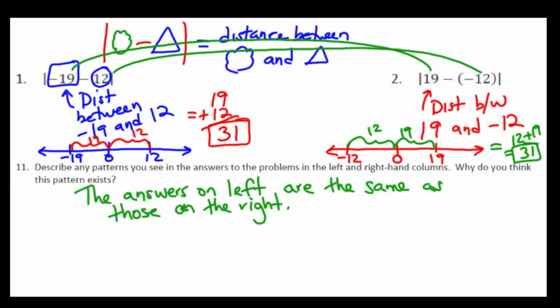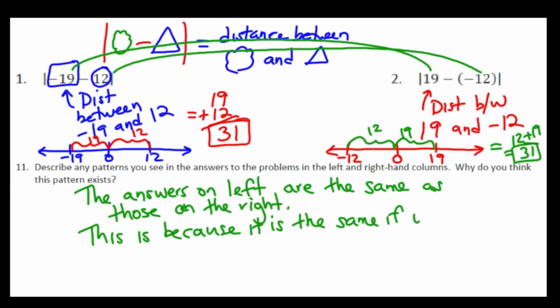So the reason why this pattern exists is because it is the same if we find the distance between numbers that are opposite.